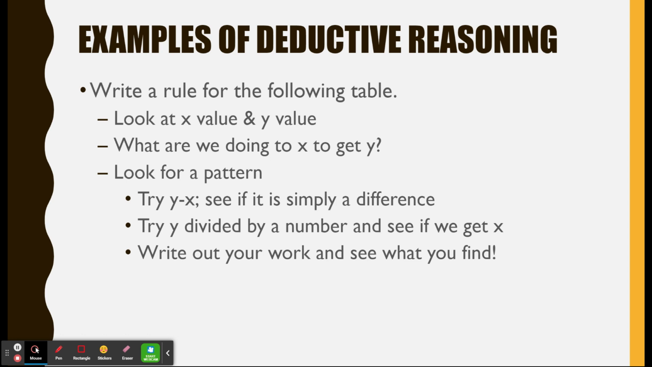For this example, write a rule for the following table. Here's our table. We have x is 1, y is 5; x is 2, y is 7; x is 3, y is 9; x is 4, y is 11. How do we solve this? Well, we'll look for a pattern of some kind. Try to see if y minus x gives you a simple difference. If that doesn't work, try dividing a number. See if we get x. Write out your work, see what you find.